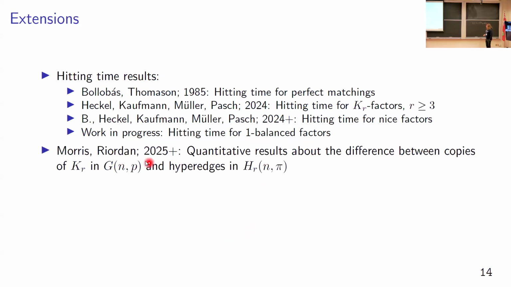And then on a related note, Morris and Riordan put up a paper on arXiv last month, where they talk about actually quantifying the results about the difference in distribution between copies of, in their case, a complete graph in G(n,p) and hyperedges in the hypergraph.